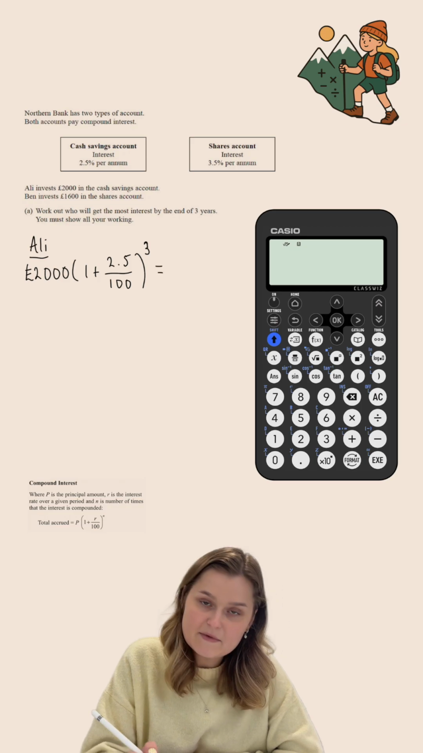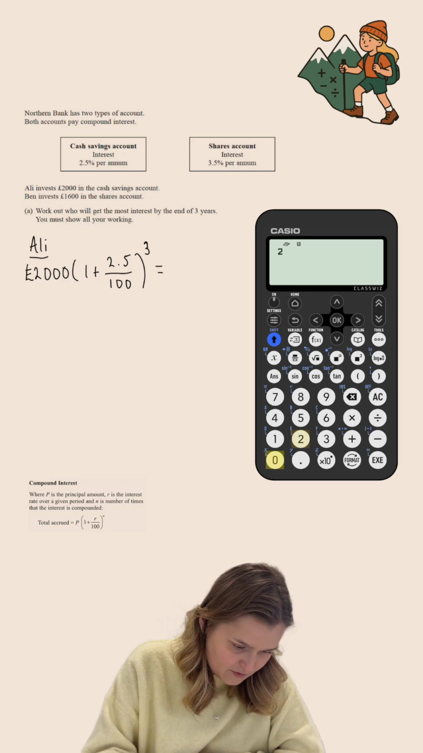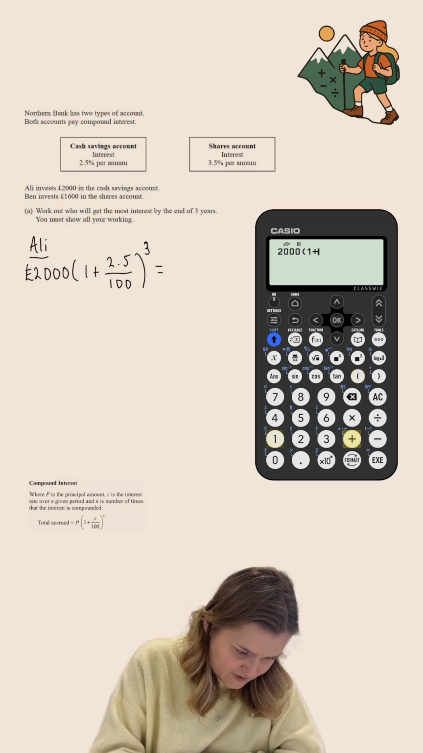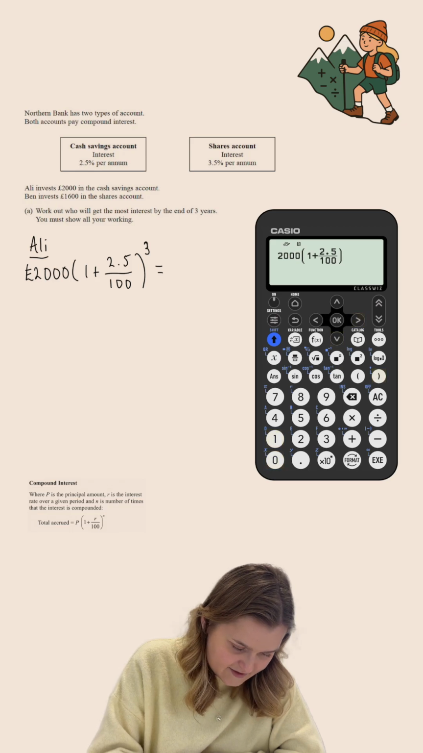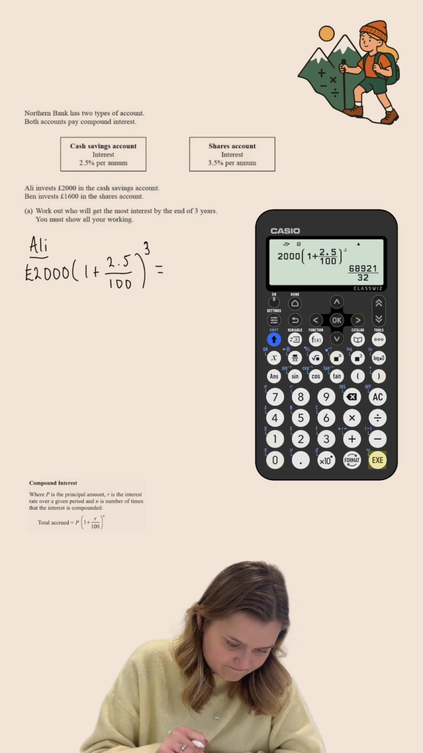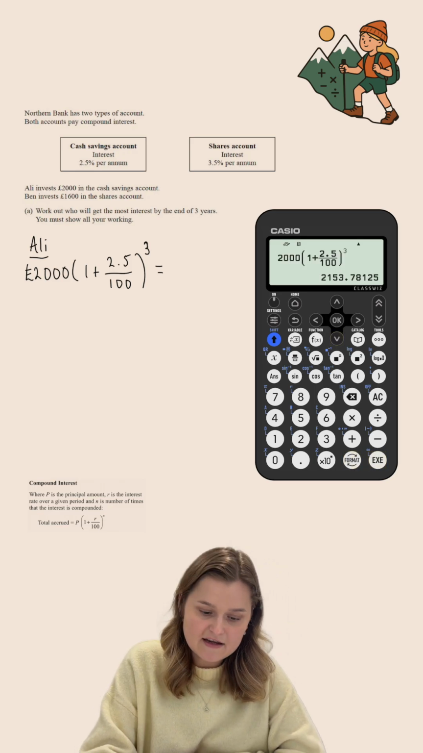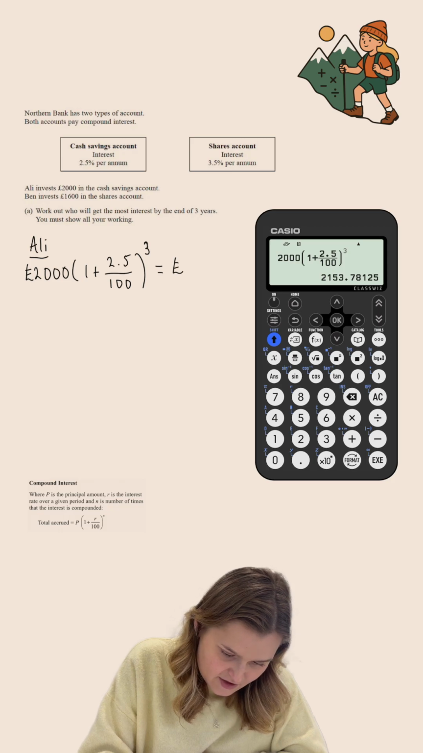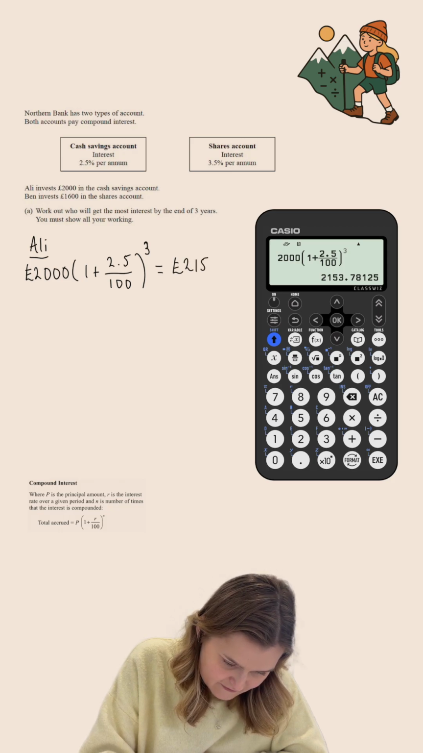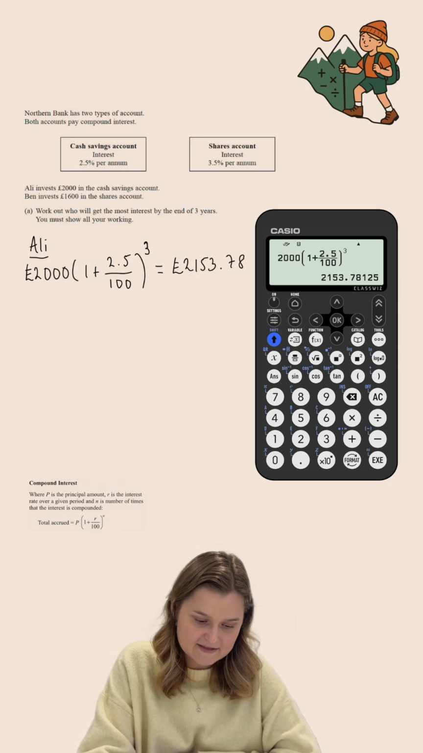Then all we need to do is pop this into our calculator. So we've got 2,000, and then in our bracket, we have 1 plus 2.5 over 100, close our bracket, and that is to the power of 3. So what we have worked out here then is that in total at the end of the 3 years, Ali has £2,153.78 if we round it to 2 decimal places.